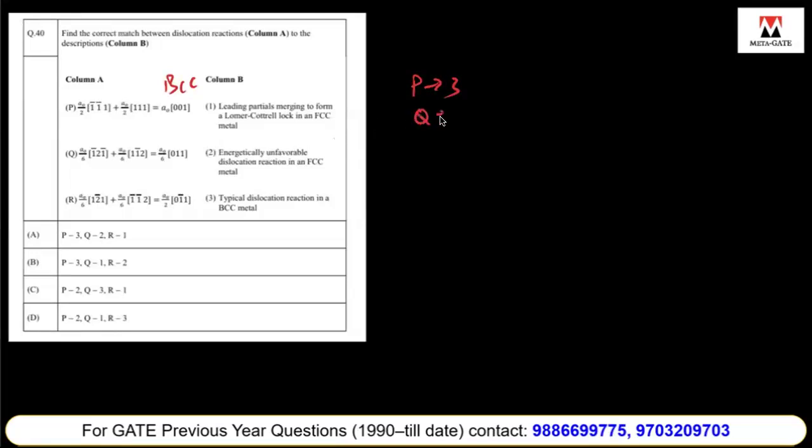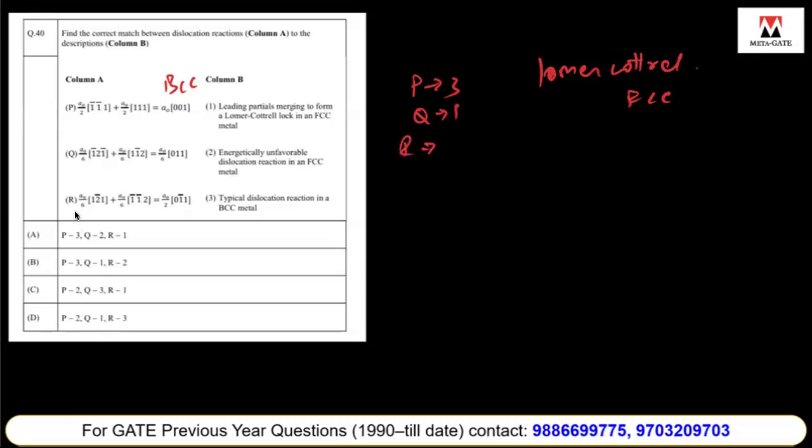If you see Q, A naught by 6 [1 bar 1 bar 2] and A naught by 6 [1 bar 1 2] gives rise to a new dislocation. Here, the two partial dislocations are merging together to form a Lomer-Cottrell lock. This happens in FCC, and the common reaction happens as they are more complex lattice structures, so the dislocations are able to move and merge in different ways. So it is 1 and R.